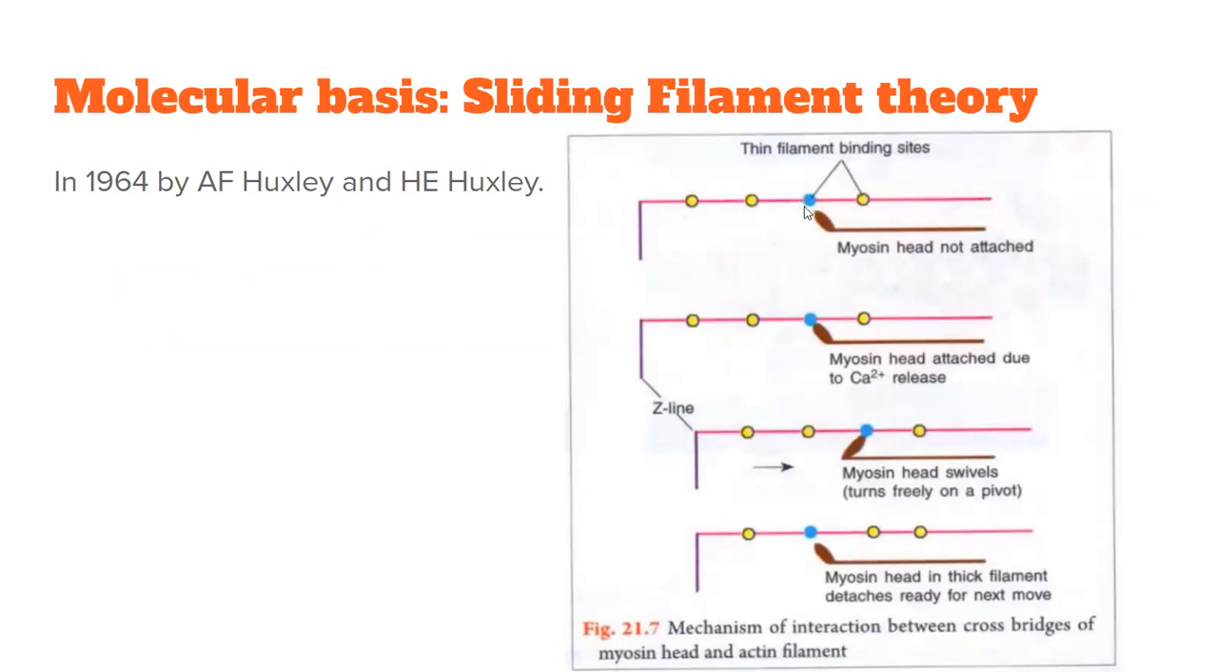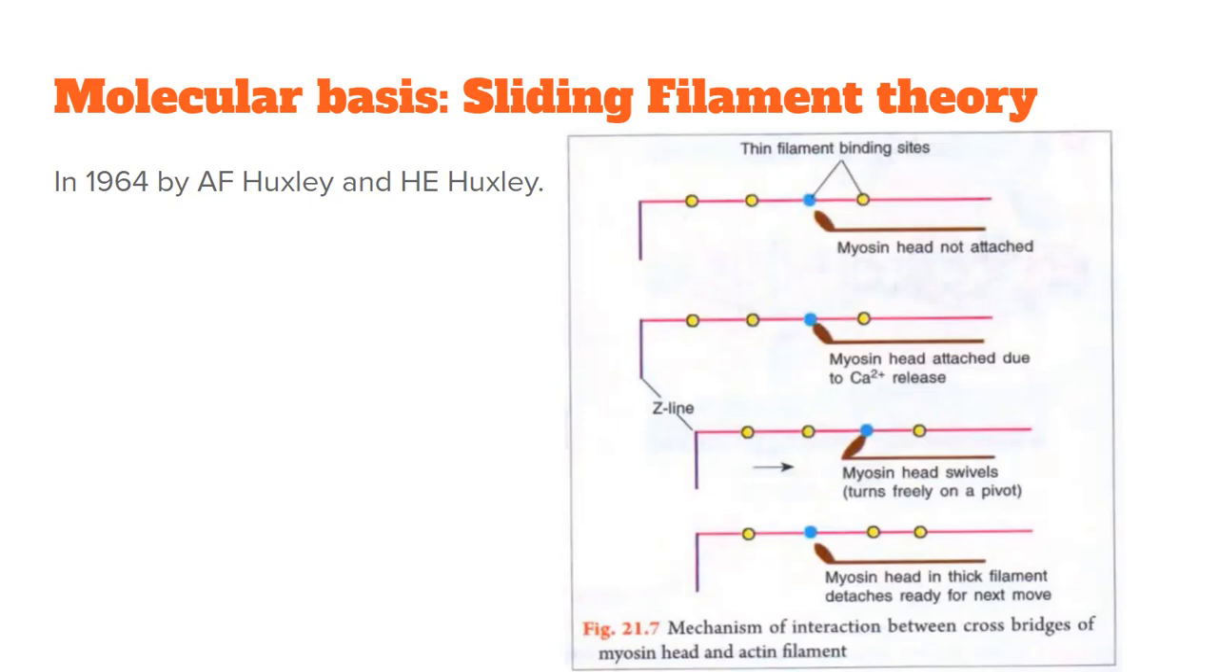Now what it does is the head rotates. The head rotates and it detaches. It rotates, it propels itself a little forward, detaches. Then it attaches to the next actin. Then that rotates, propels forward, detaches, rotates, attaches, rotates, dislocates. Such actions happen almost 5 to 6 times. And this is the mechanism with which it contracts.